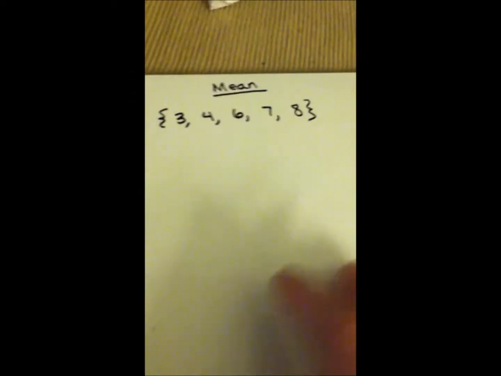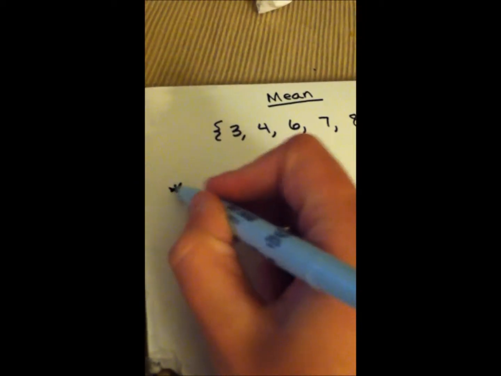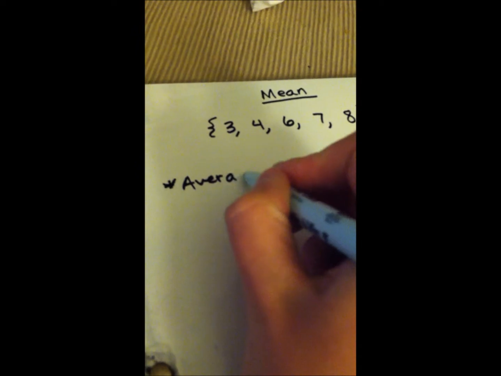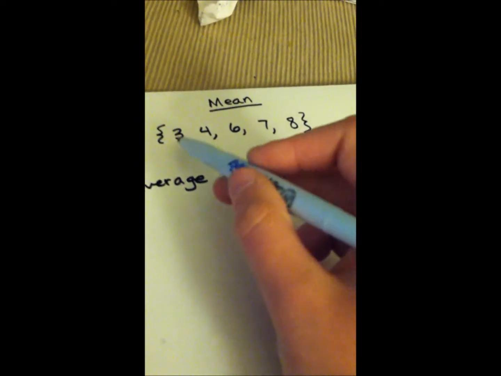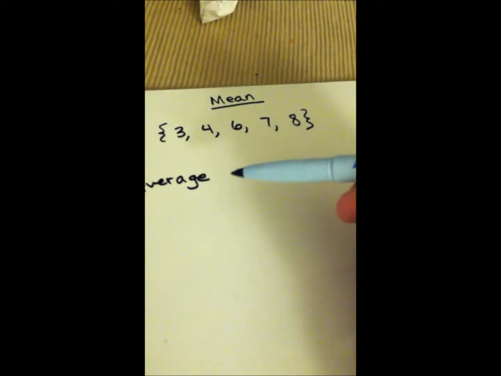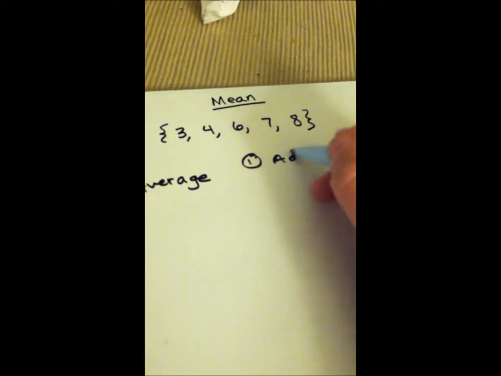Okay, first thing we want to talk about is mean. When we're talking about finding the mean, we're talking about finding the average. So you've got a set of numbers. I went ahead and put my numbers in order. And my next step is to add all the numbers.